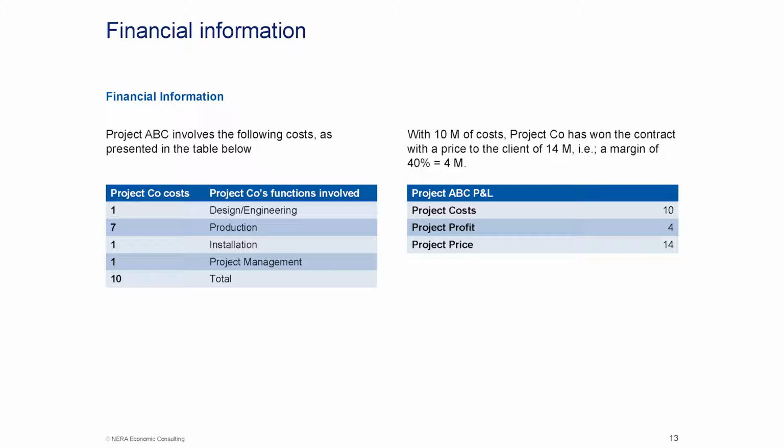Assuming that the client won the tender process with a margin of 40%, that gives a margin of 4 that needs to be split between the value species of the enterprise. That's what you can see in the table on the right-hand side with project cost of 10, project profit of 4, and the project price of 14. All this would be perfectly fine and relatively clear in the absence of borders, in the absence of two affiliates contributing to the same project.